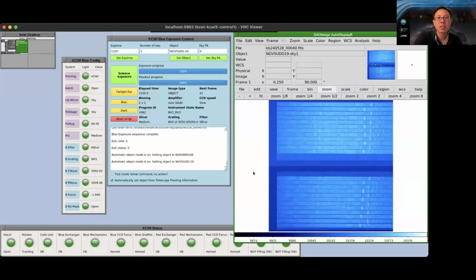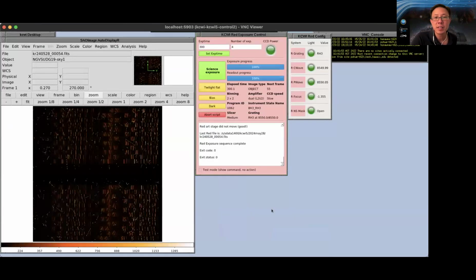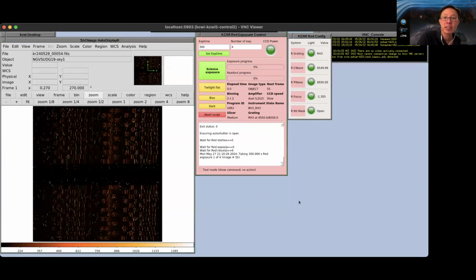Let me see if I can just share this desktop. Okay, we're here again, but again, I don't really see your target, so I'm just going to send it to KCWI. Okay, thank you. So, Peggy, we're going to start exposure. Okay, so you should be able to see. Are we doing the same exposure times, 300 times 4 on the red side? Yeah. All right, great, thanks.